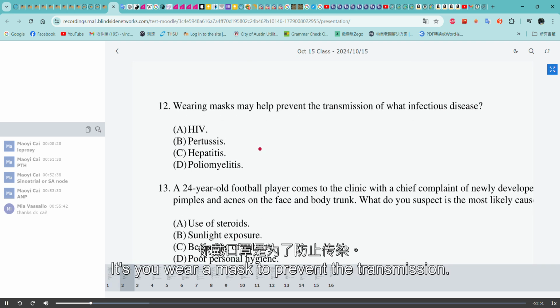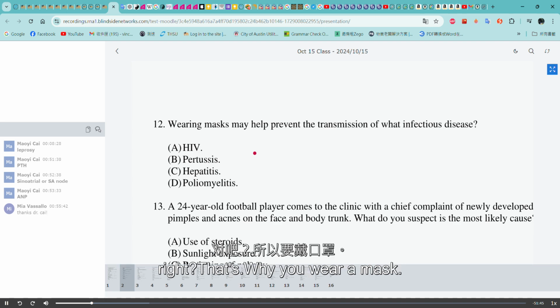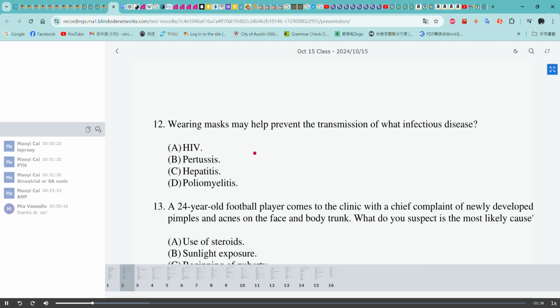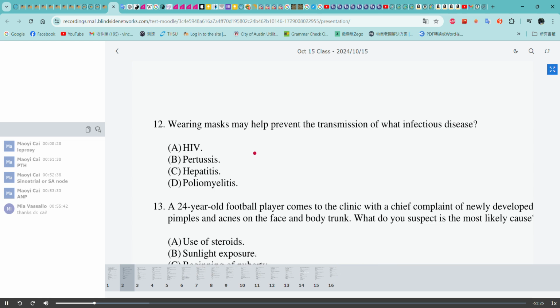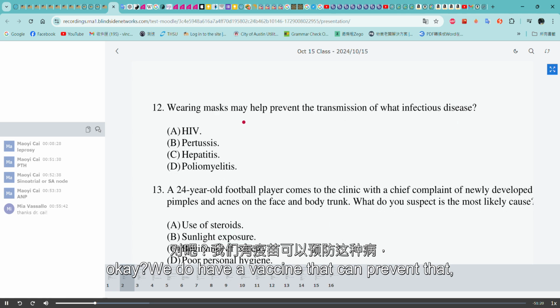Number 12 is you wear a mask to prevent the transmission. This is just asking what disease is transmitted through the respiratory tract, and that's why you wear a mask. And obviously, you know that is B, pertussis. Anybody know another name for pertussis? 100-day cough, which is also called whooping cough. Cough, respiratory, right? So you have to wear a mask. So B, pertussis, whooping cough. Okay, we do have a vaccine that can prevent that.